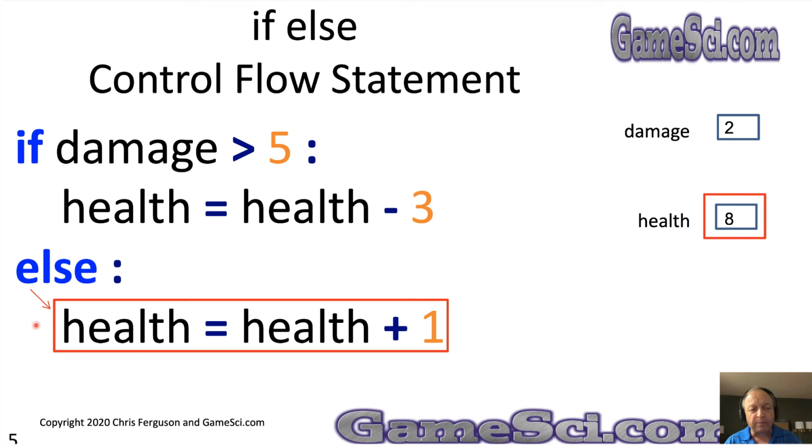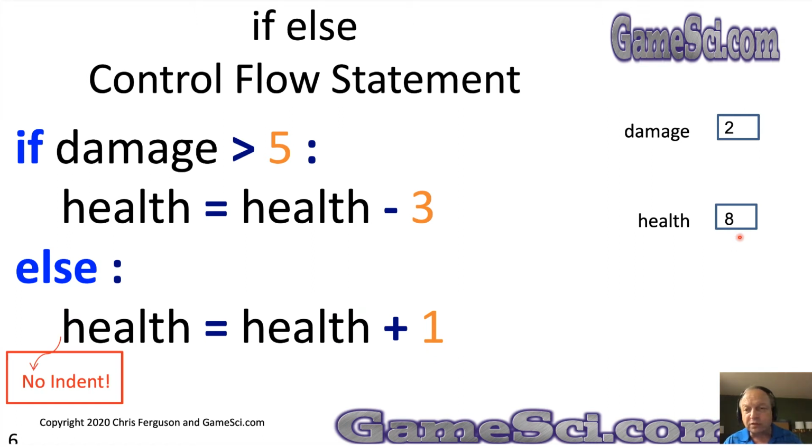And here we have it. Because the condition above was false, we will execute the code in the else block. Health equals health plus 1. Our health went up from 7 to 8. What happens when the else block is done? Once you run out of indented code, you go ahead and execute any code below this that is not indented. Again, with Python, everything goes on the indentation.